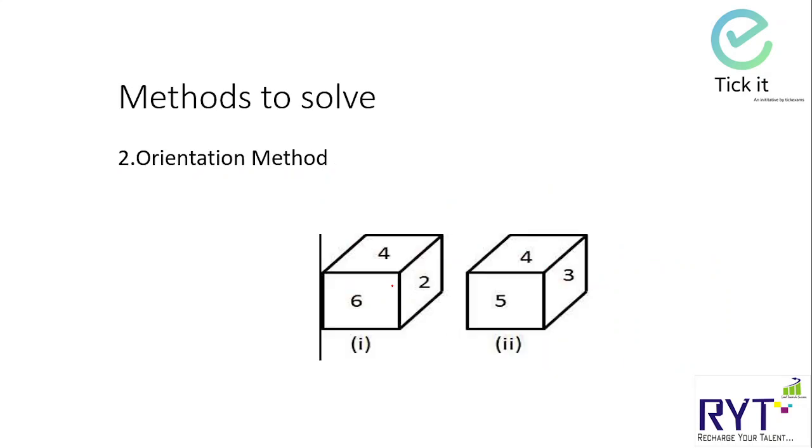Now, I'll teach you the next method. There's one more method called the orientation method. How do we solve this orientation method? When we have two figures and one number is at the same place, one number which is repeated should be at the same place. Other numbers should not be repeated. The other numbers should be unique. So what is the condition for solving the orientation method?